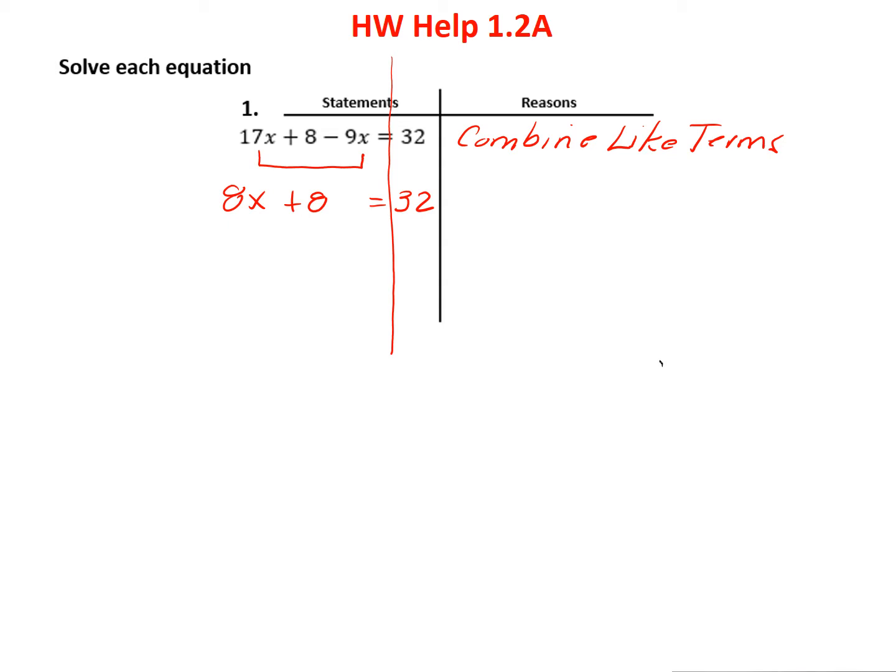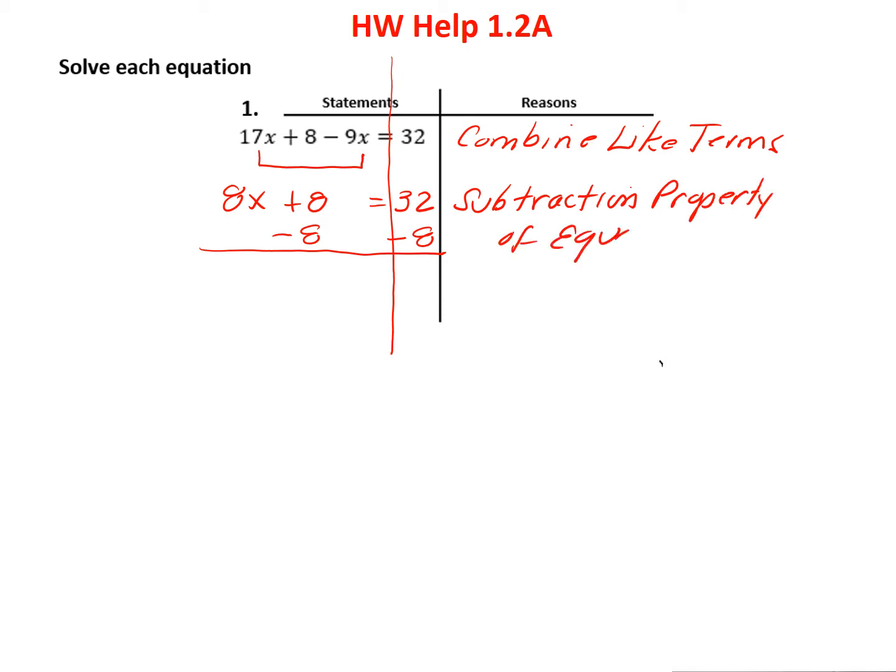Notice that the x is being multiplied by 8, and then they add 8. So we're going to reverse that process, and we typically undo the addition or subtraction first. So the opposite of adding 8 is to subtract 8. Now, because we're doing that to one side of the equation, we have to do it to the other as well. And this is called the subtraction property of equality.